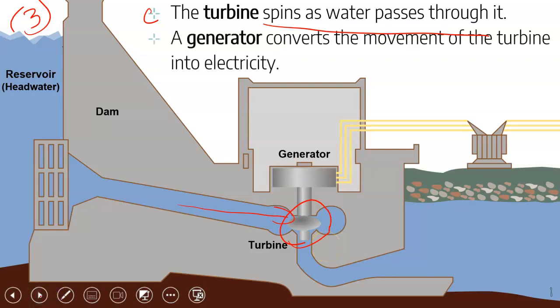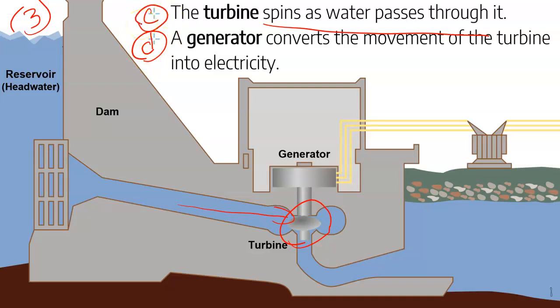The generator, this is for D, converts the movement of the turbine into electricity. So the turbine spins, this is the generator, it makes electricity, which travels through these lines. Okay.